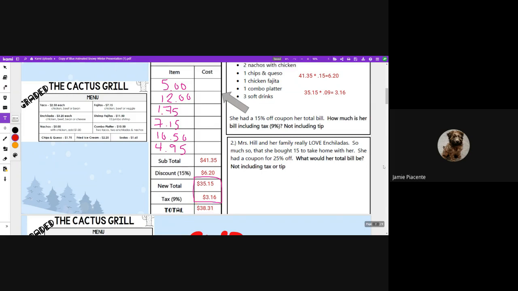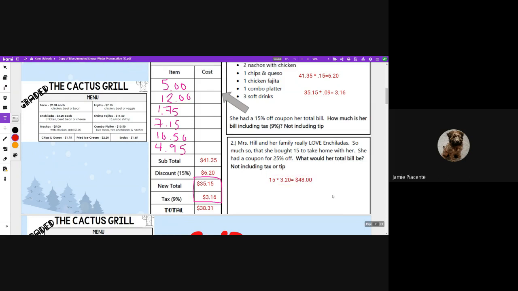Okay, let's try number 2. Mrs. Hill and her family really love enchiladas, so much so that she bought 15 to take home with her. She had a coupon for 25% off. What would her total bill be, not including tax or tip? So what do you think we're going to do to find the total of her enchiladas to start with? Not with the coupon yet, but she buys 15 of them. We need to take 15 and multiply it, because you're buying multiple enchiladas, by $3.20. When we do that, we get $48 total.